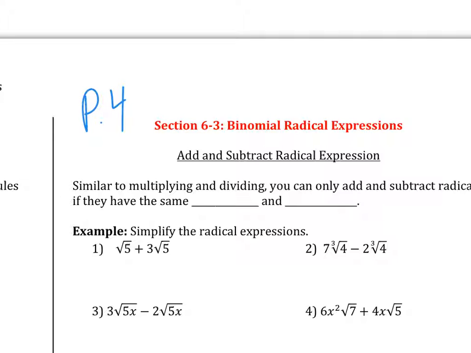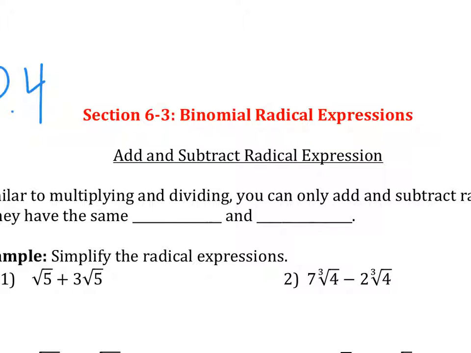All right, so in the first 2 sections we learned how to multiply and divide radicals. We are going to add and subtract them now. Similar to multiplying and dividing, you can only add and subtract radicals if they have the same index. But this time, in addition to that, they have to have the same radicand. Same index, same radicand.